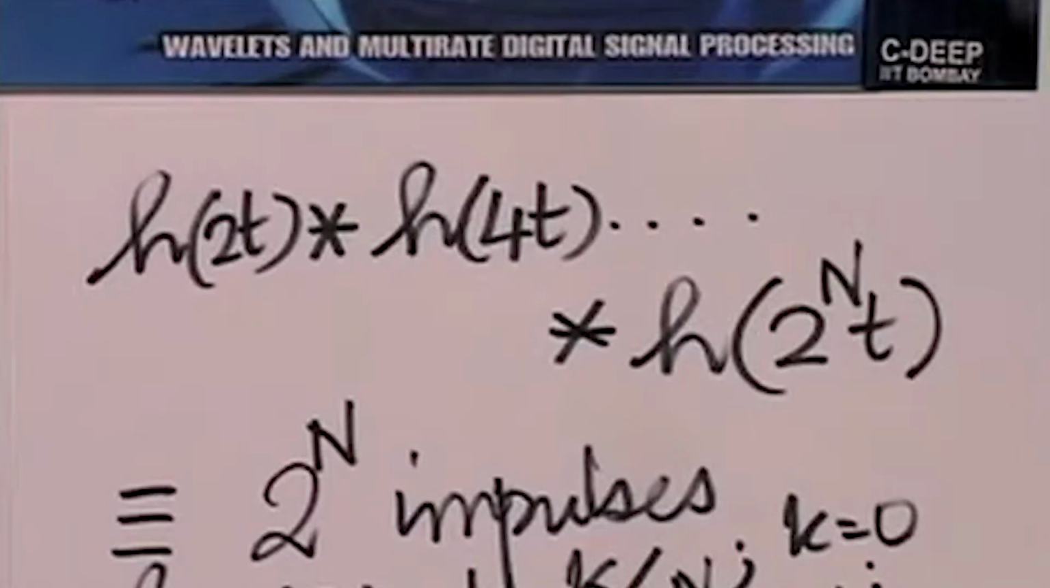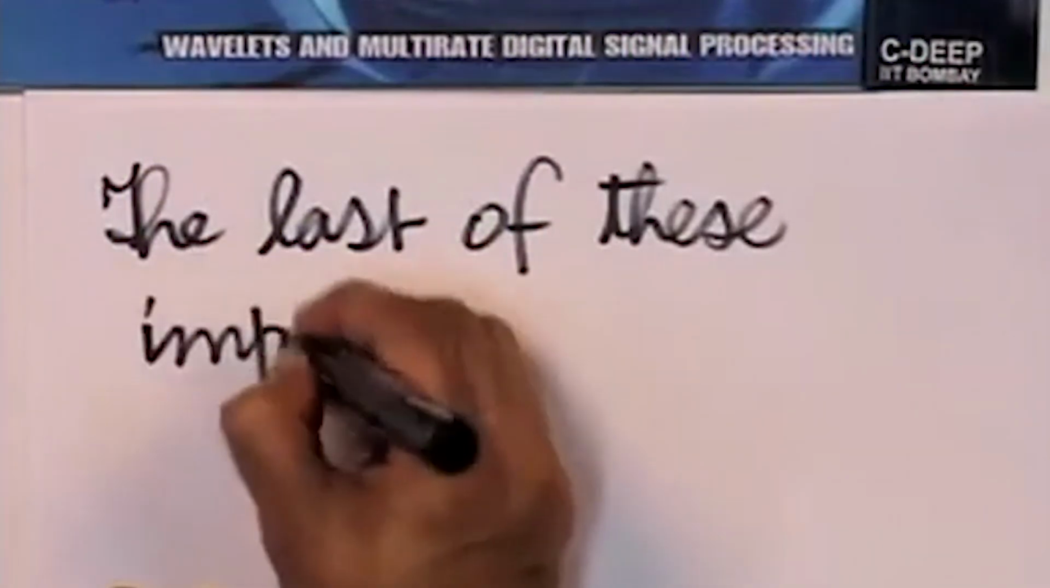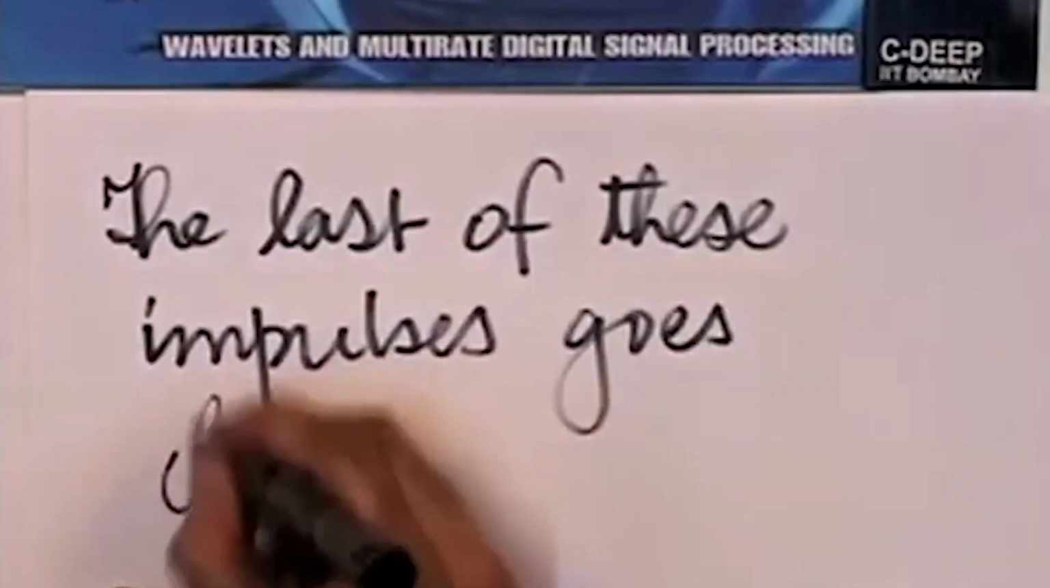So, the last impulse, as you can see, is located at 2 raised to the power of n minus 1 divided by 2 raised to the power of n. So, the last impulse goes closer and closer and closer to 1. The last of these impulses goes closer and closer to 1.